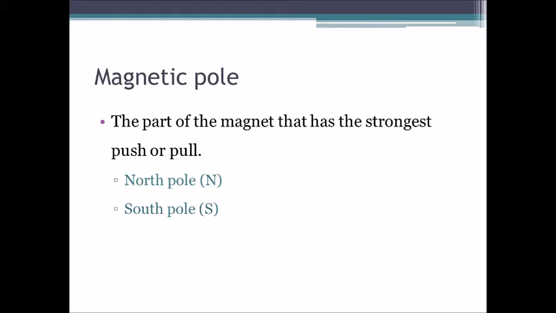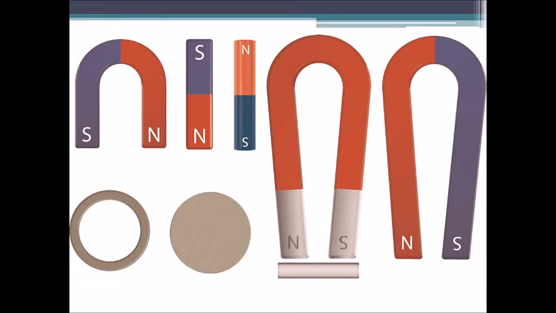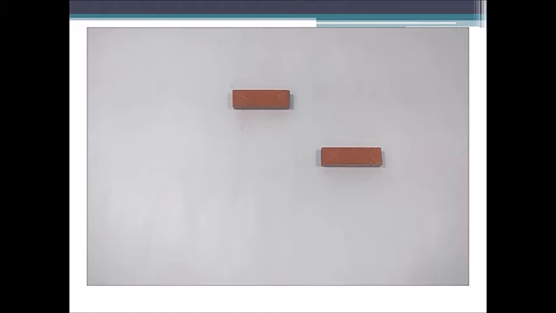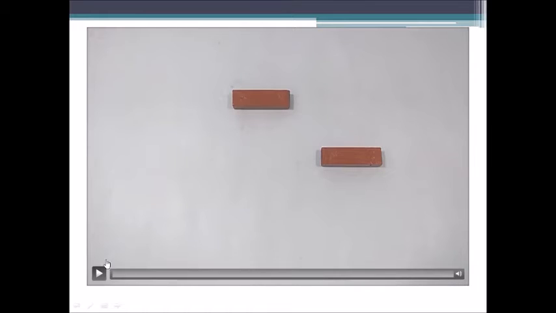We have two poles, North Pole and South Pole. Each magnet has two poles, North Pole and South Pole. S means south and N means north. So a magnetic pole is the part of the magnet that has the strongest push or pull. Now let's see what happens when I put two magnets near each other.